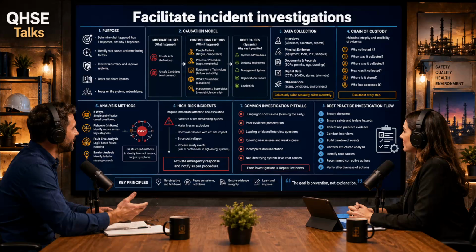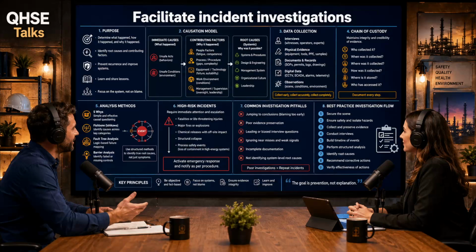You are trying to get past the immediate cause, the thing that physically broke or the person who made the error, to find the most basic underlying organizational cause. Let's map this out with a scenario. Give me a practical example of the difference between an immediate cause and a root cause, because this is guaranteed to be a conceptual question on the ASP exam.